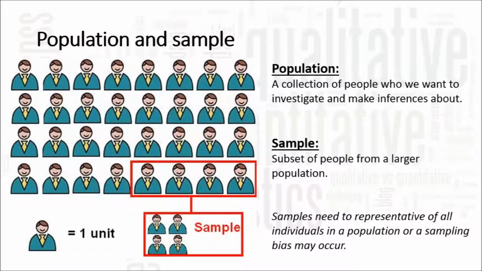When looking at populations and samples, a population is a collection of people who we want to investigate and make some inferences about. And from that population we may choose a sample, and that's a subset of people from that population. We need to make sure that our samples are representative of all the individuals in the population we are sampling, otherwise a sampling bias may occur.